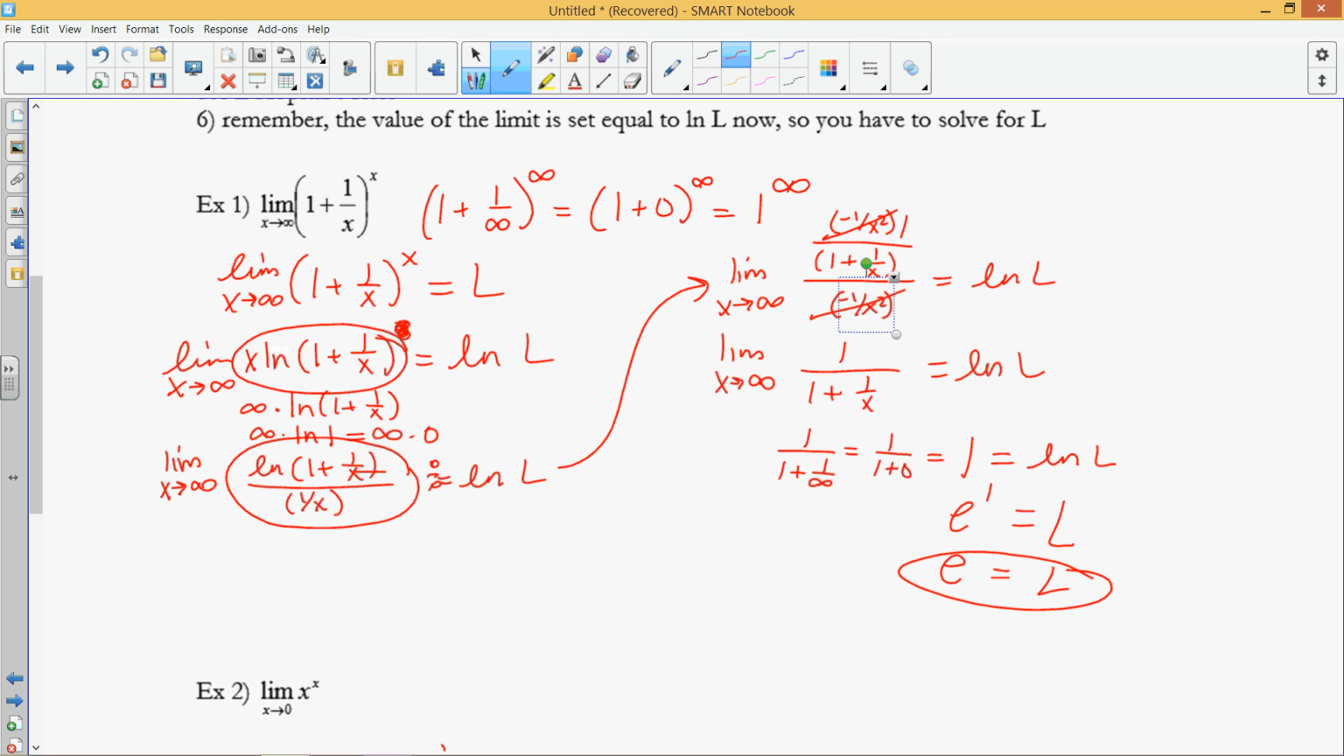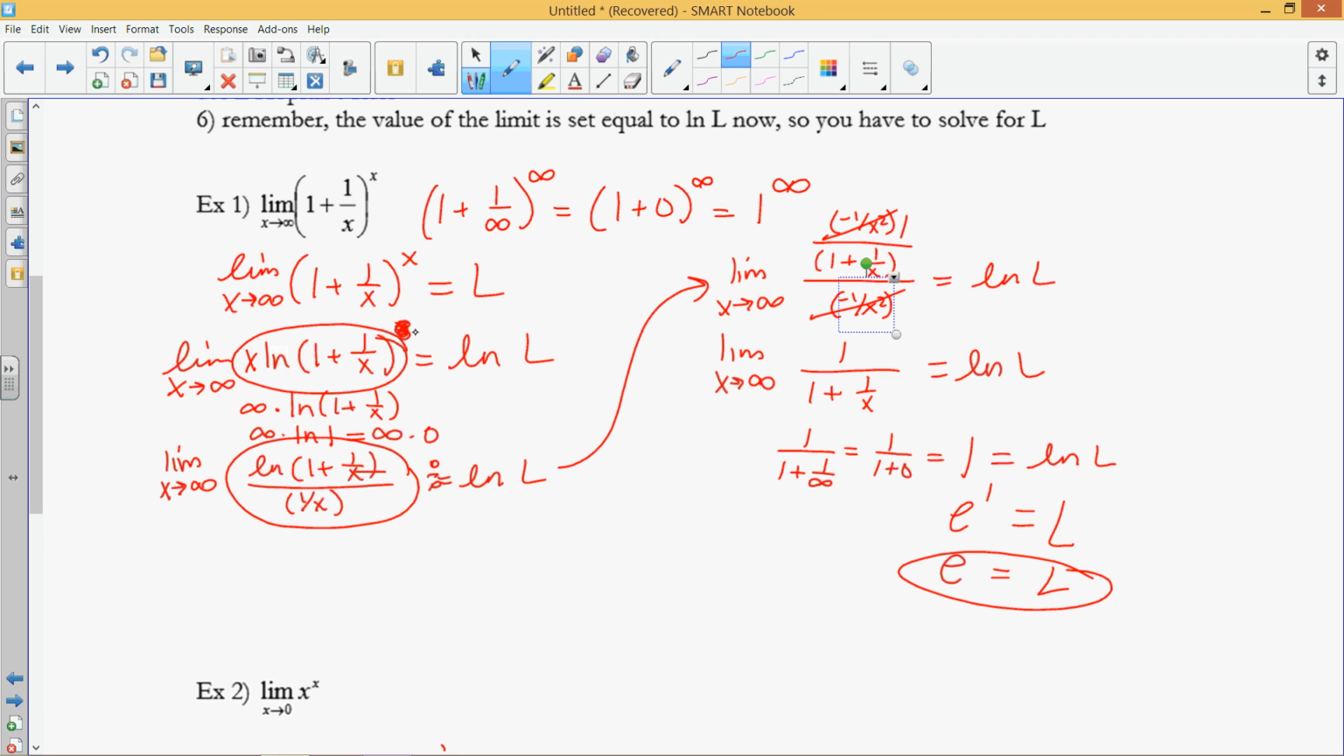Okay, what on earth just happened, Mrs. Vibber? You just did a lot of stuff. Okay, so let me backtrack. I had a limit that I didn't know how to evaluate. I plugged in infinity, got 1 to the infinity, and said, hey, that's an indeterminate form. So I said, all right, if it's an indeterminate form and it's an exponential indeterminate, you're going to set it equal to L. That allows me to take the ln of both sides.